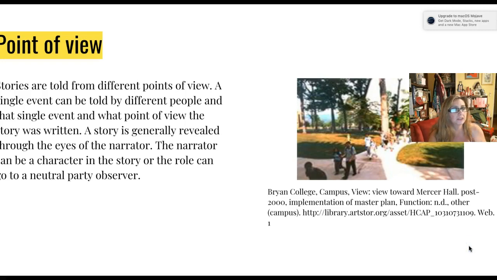So the next part is called point of view. Stories are told from different points of view. A single event can be told by different people, and the point of view changes how the story is written. A story is generally revealed through the eyes of the narrator. The narrator can be a character in the story, or the role can be that of a neutral observer.